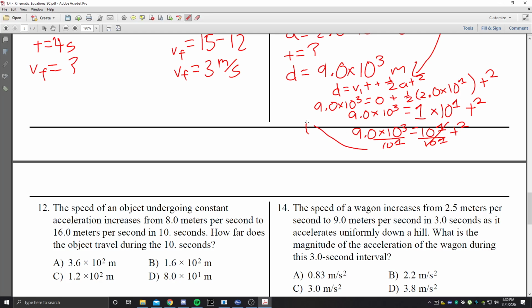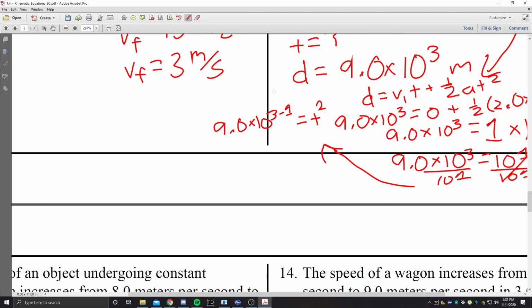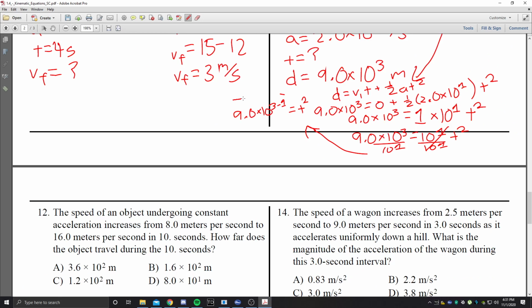When you do 9.0 times 10 to the 3 divided by 10 to the 1, the exponents subtract. What you're going to get is 9.0 times 10 to the 3 minus 1, right? That's your exponent, is equal to t squared. So that's going to give you 9.0 times 10 to the 2 is equal to t squared.